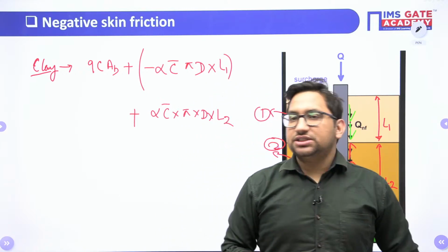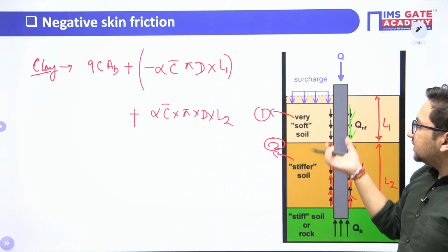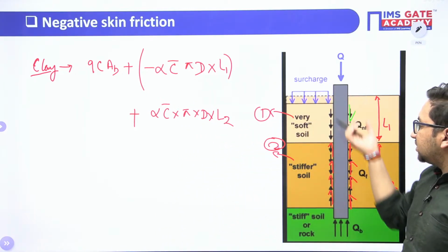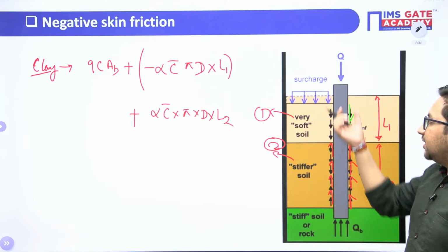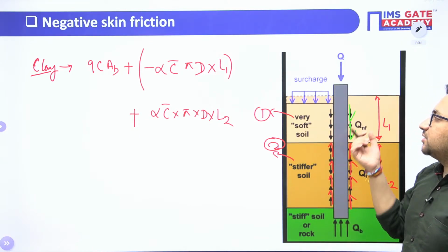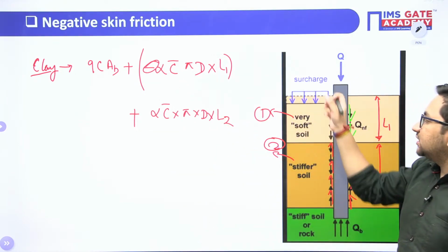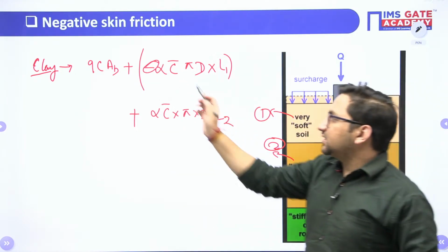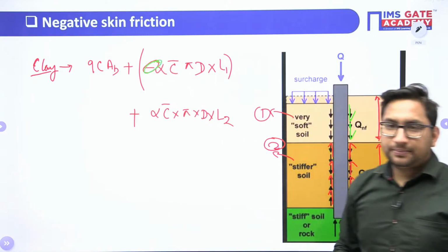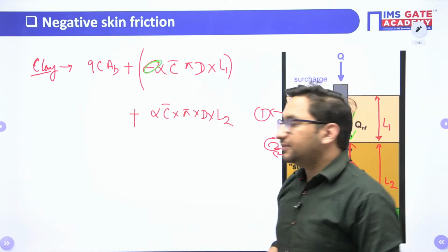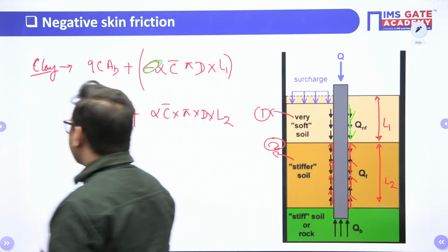The only change is the concept that now this negative skin friction, as friction is in the downward direction, will be responsible for decreasing the load carrying capacity. So you know that this negative sign is used for this negative friction. So it is decreasing the load carrying capacity of your soil. I hope this concept is also clear, right?